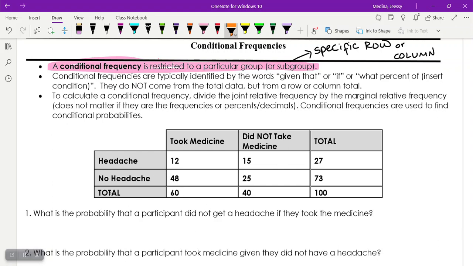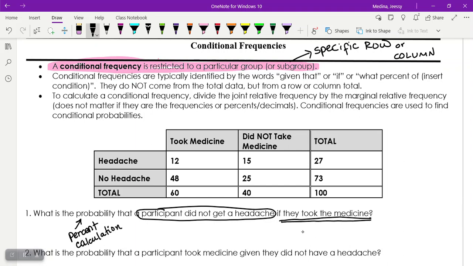All right, probability is essentially the same thing, the percent calculation. Okay. So when they ask you what is the probability, they're asking you what is the percent of. Clear? Please try to remember that. It's nothing new or different. So what is the probability that a participant did not get a headache if they took the medicine? So you have to understand that there's a condition here. We want to know who didn't get a headache out of the ones that took the medicine.